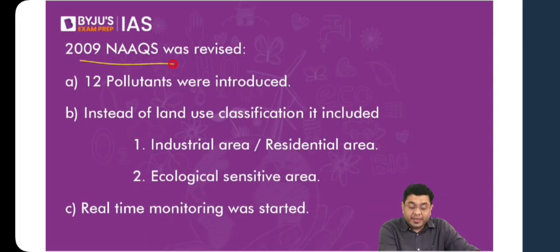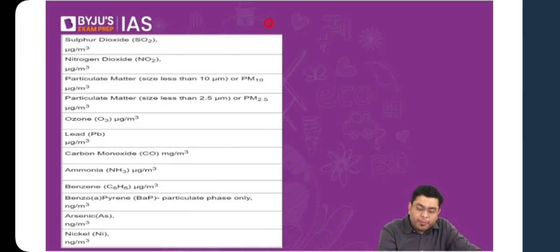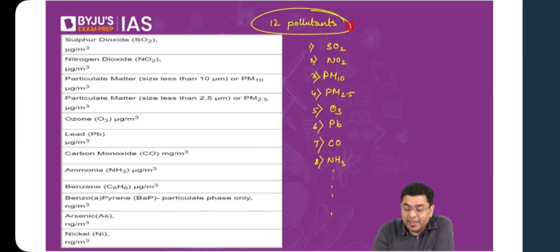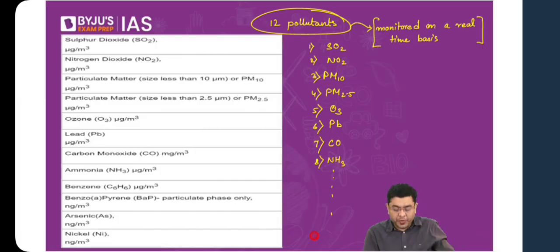A fixed standard was introduced, and it was monitored. Now this was revised in 2019, where 12 pollutants were introduced and monitored. Real-time monitoring was started. Which are those 12 pollutants? SO2, NO2, PM10, PM2.5, ozone, that is the ground level ozone. After that, lead, carbon monoxide, ammonia, and so on. These were the various pollutants which were monitored on a real-time basis. The monitoring started on a real-time basis. Okay, that was a major change which was brought about.